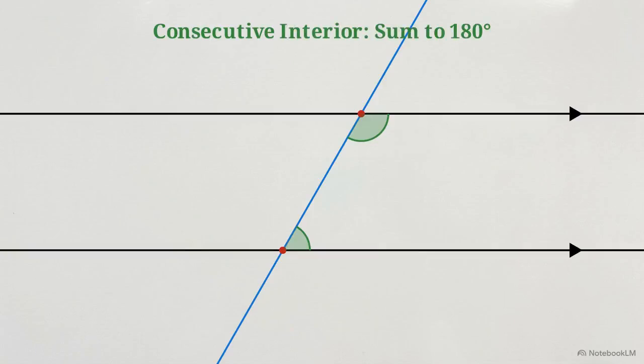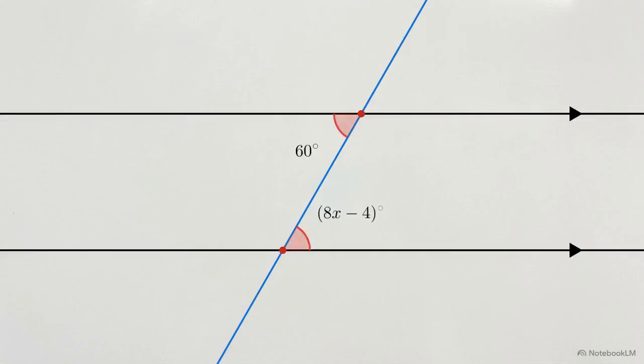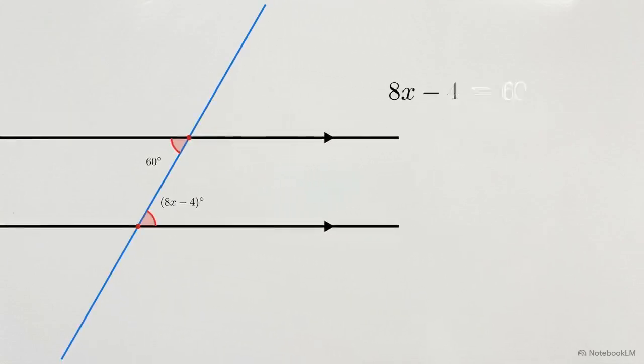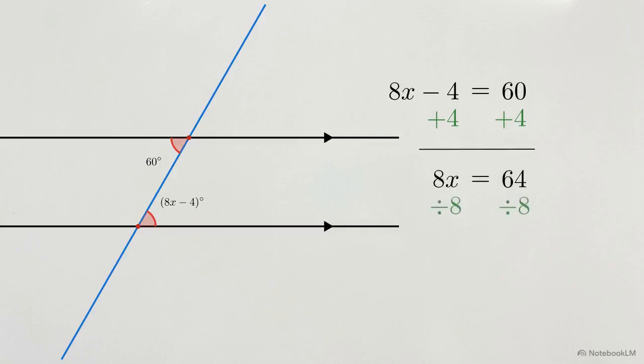Look at these two marked angles on opposite sides of the transversal line. One measures 60 degrees, and the other measures 8x minus 4 degrees. Based on their alternate interior positions, pause the video and see if you can determine their relationship and solve for the value of x. Because these are alternate interior angles along parallel lines, we know their measures must be equal. We set up the equation 8x minus 4 equals 60. By adding 4 to both sides, we get 8x equals 64. Dividing by 8 gives us our final answer, x equals 8.